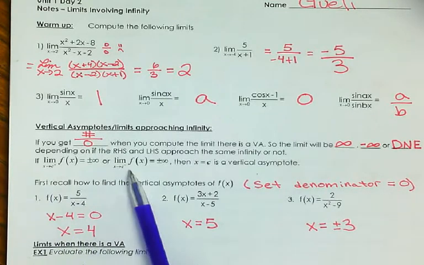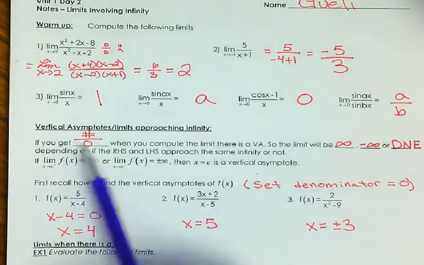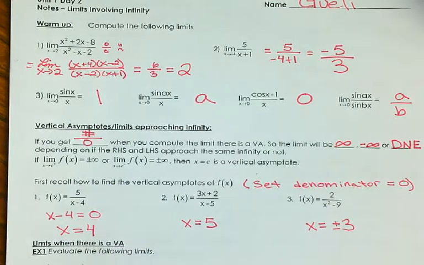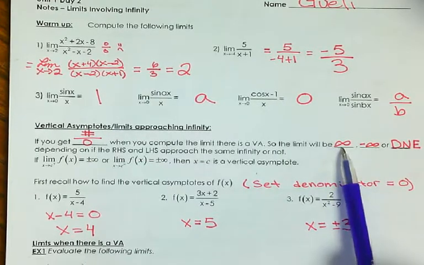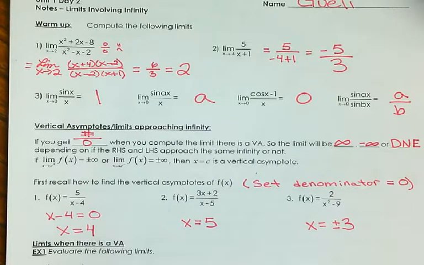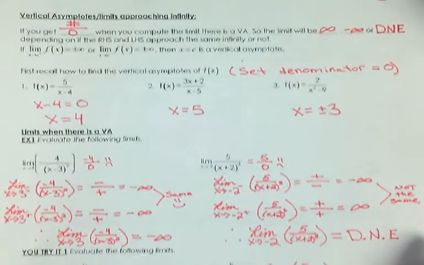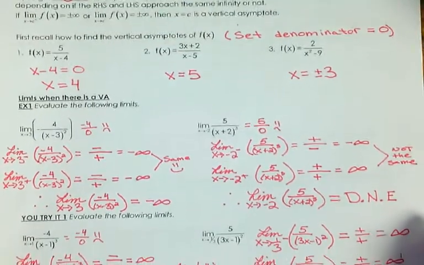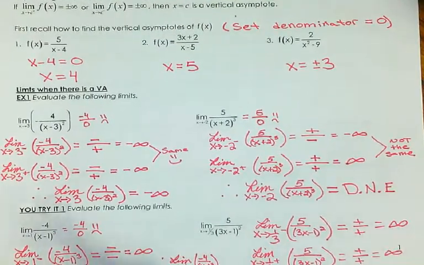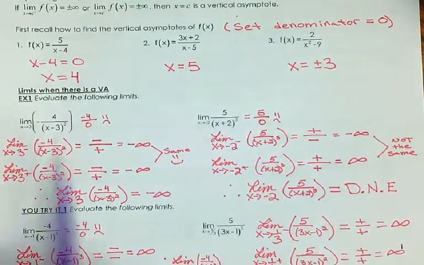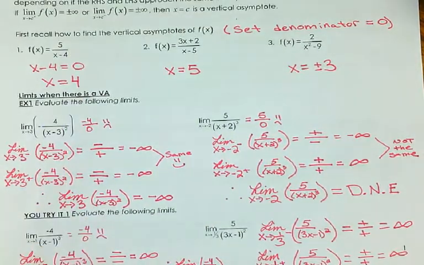So that's when we're taking a limit. If you're taking a limit and you get a number over 0, that is a clue that you're approaching a vertical asymptote, and then we'll have to take two one-sided limits to determine whether you're approaching infinity, negative infinity, or it does not exist. Let's recall how to find a vertical asymptote. To find a vertical asymptote, all you do is set the denominator equal to 0. Here they're just given f of x's, so you just take the denominator and set it equal to 0. That's how you find a vertical asymptote.